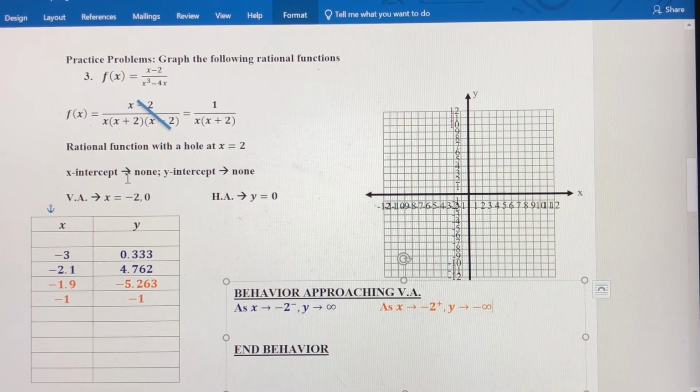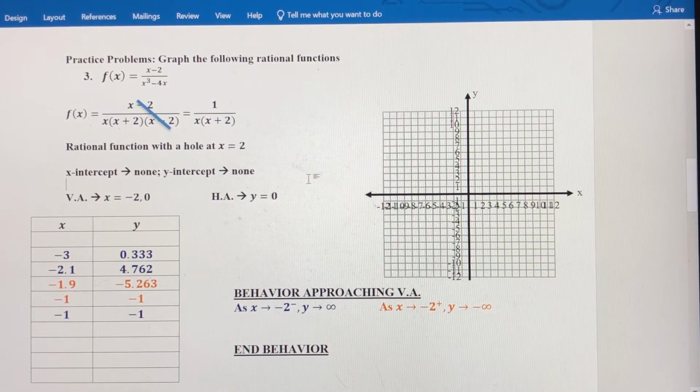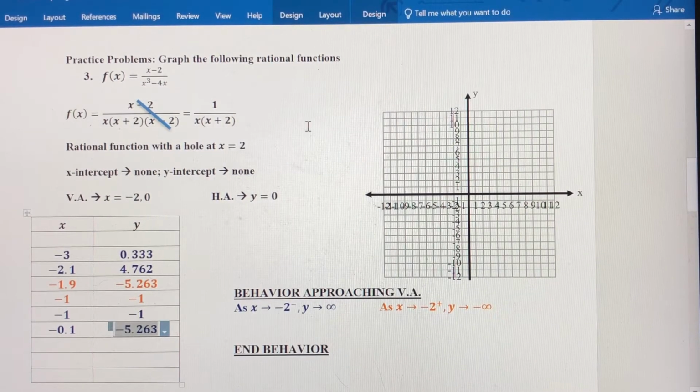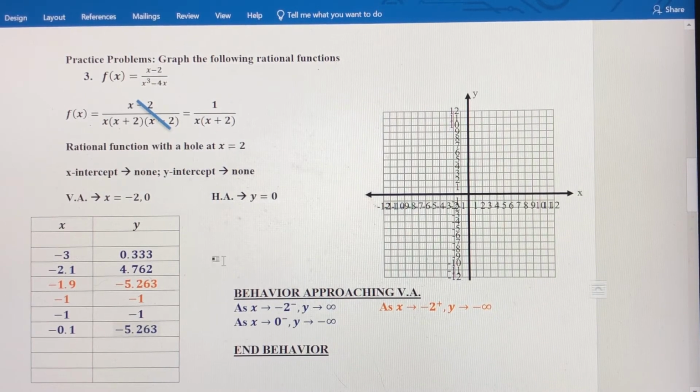Now I've got to deal with my second vertical asymptote. We want to approach 0 from the left. I've already got this value, negative 1, negative 1, so I'm going to use that again. I want to be just to the left of 0, so I'm going to use negative 0.1, and I'm going to plug that into my simplified function here. When I do that, I get negative 5.263. So as we approach 0 from the left, it looks like we're getting more and more negative there, so we're going to approach negative infinity.